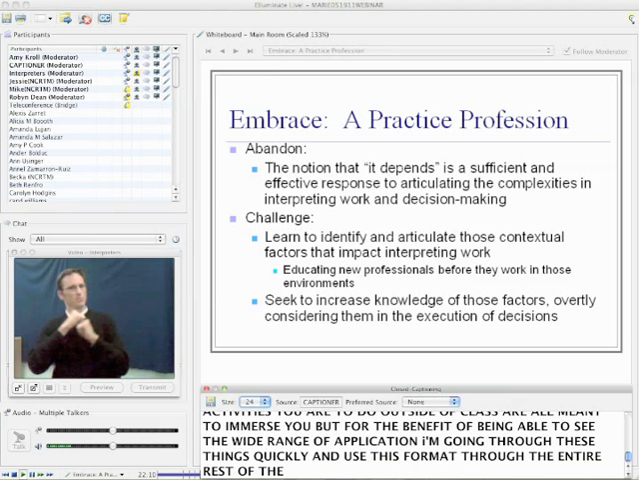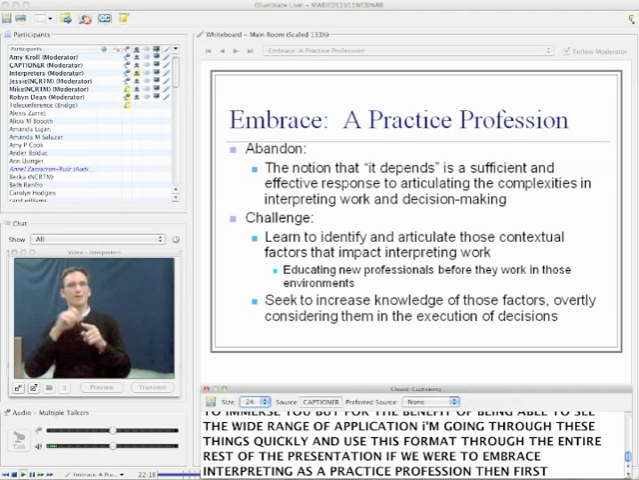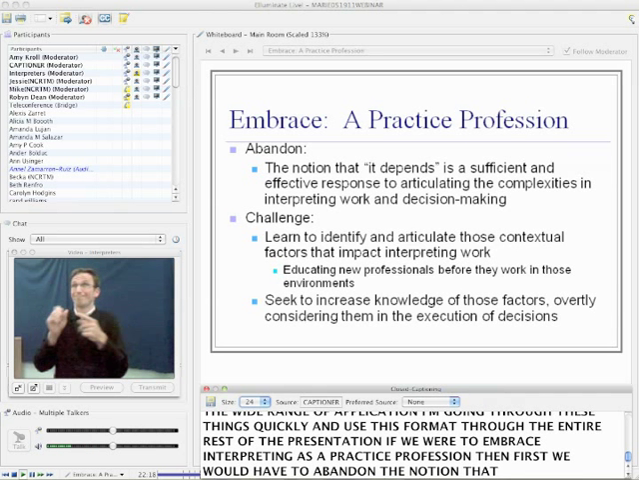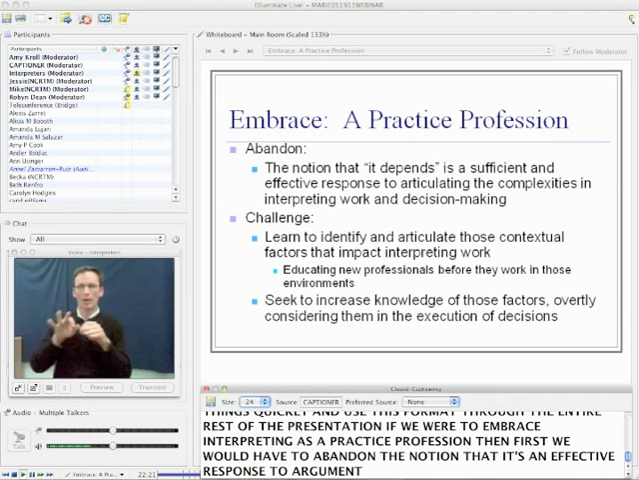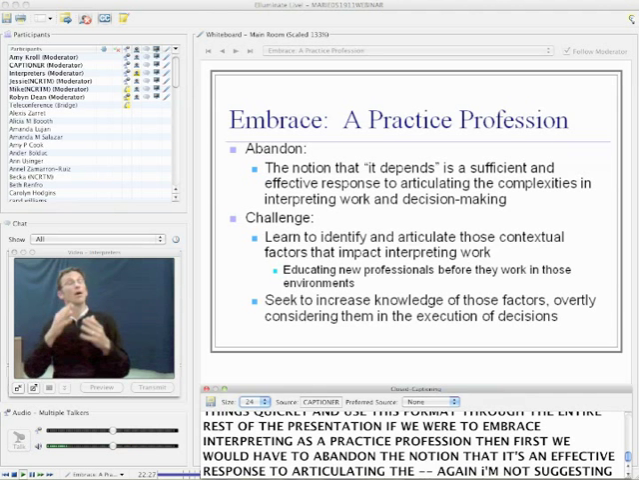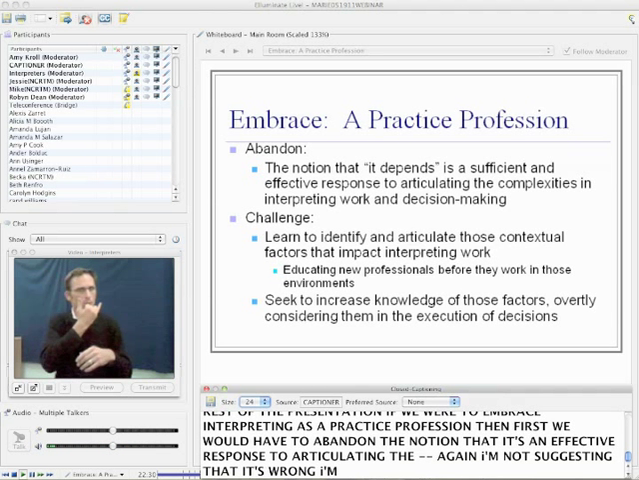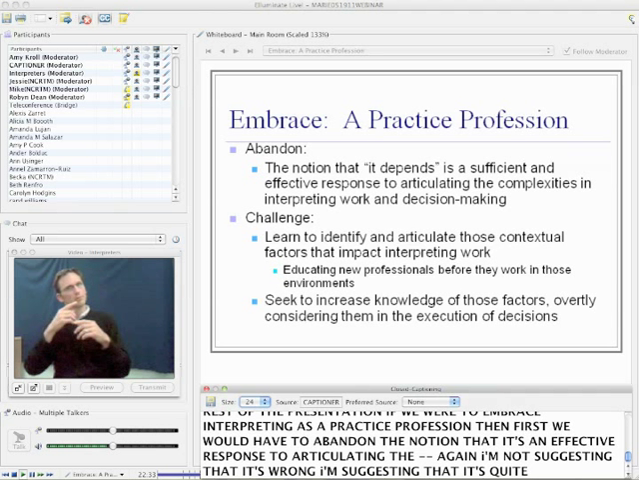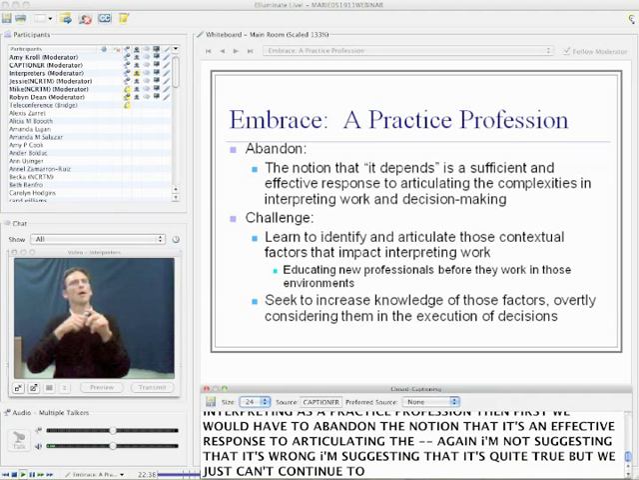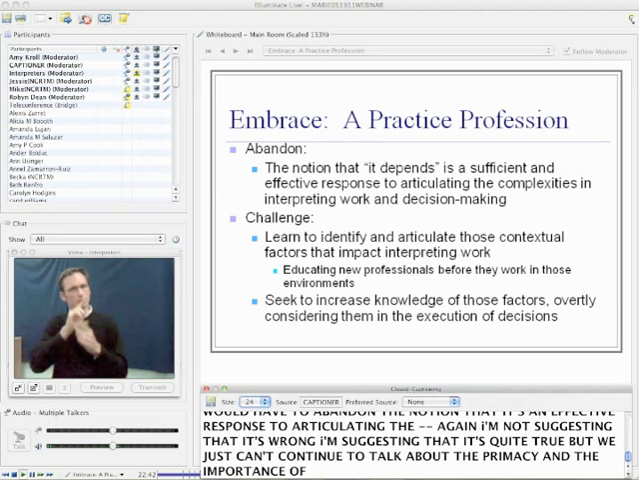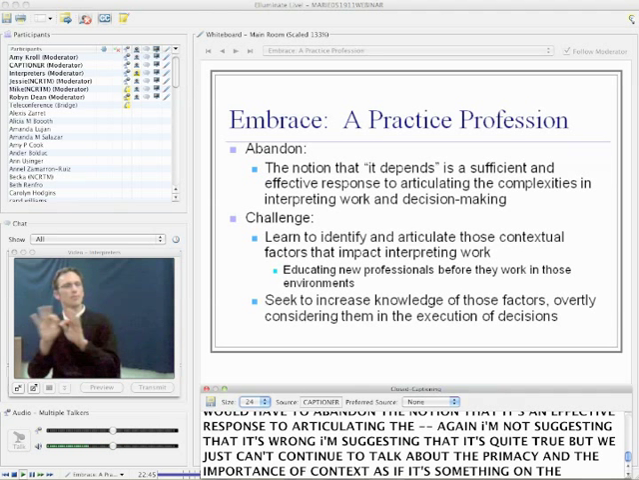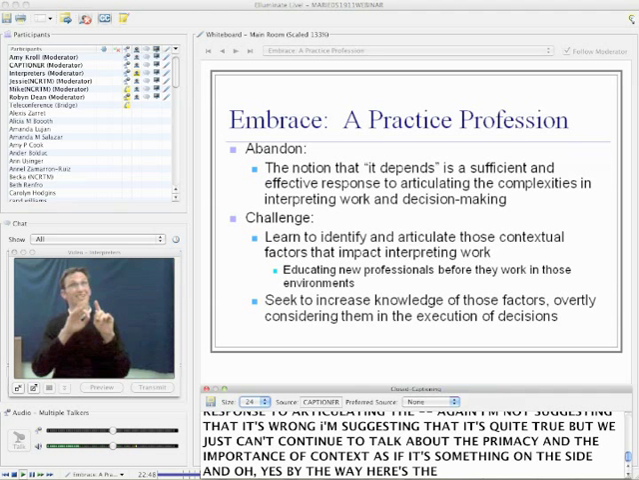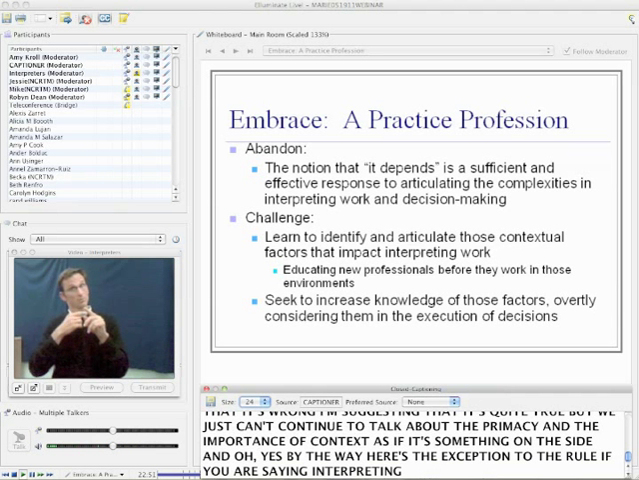If we were to embrace interpreting as a practice profession, well, first we have to abandon the notion that "it depends" is sufficient and that it's an effective response to articulating the complexities in interpreting work and decision making. Again, I'm not suggesting that "it depends" is wrong. I'm suggesting quite the opposite, that it's quite true. We just can't continue to talk about the primacy and the importance of context as if it is something on the side, as if it's something, oh yes, and by the way, here's the exception to the rule. If you're saying interpreting is a practice profession, then the context is the rule.